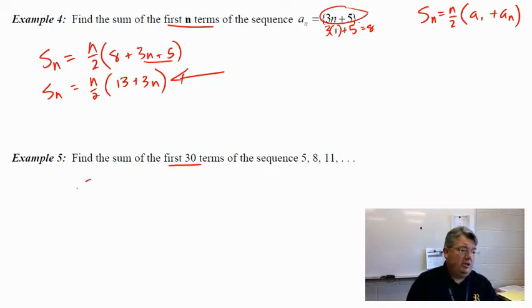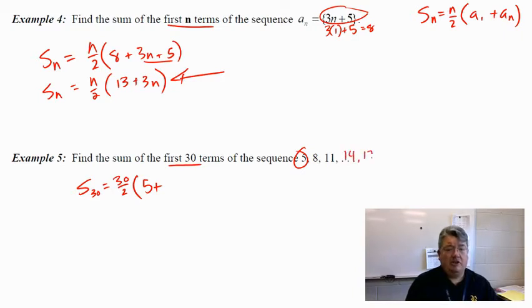Cool. So the sum of 30 terms is equal to 30 over 2 times the first term, which is 5, plus the last term, which is not 11. So I've got to find the last term. So let's do this. 5, 8, 11, 14, 17, 20.